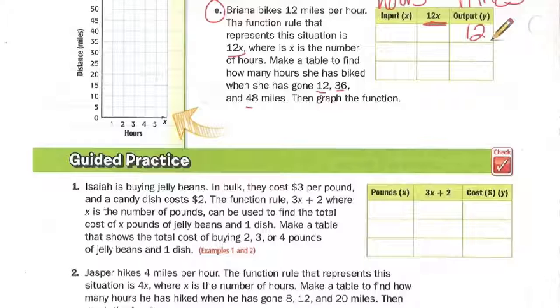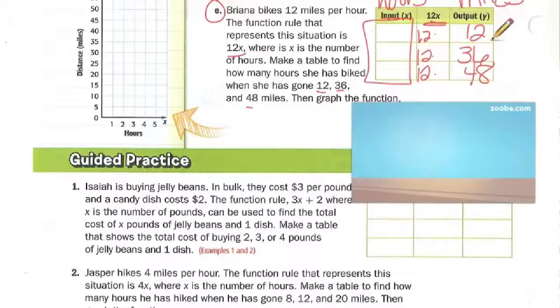So your answer is 12, 36, and 48. And you want to know 12 times what equals 12, 12 times what equals 36, 12 times what equals 48. Those are your inputs. Then you should create ordered pairs and graph the function. I'd like you to press pause now and do that. Once you have finished, Freddie will give you the right answers. Okay, let's check and see what your answers should have been.